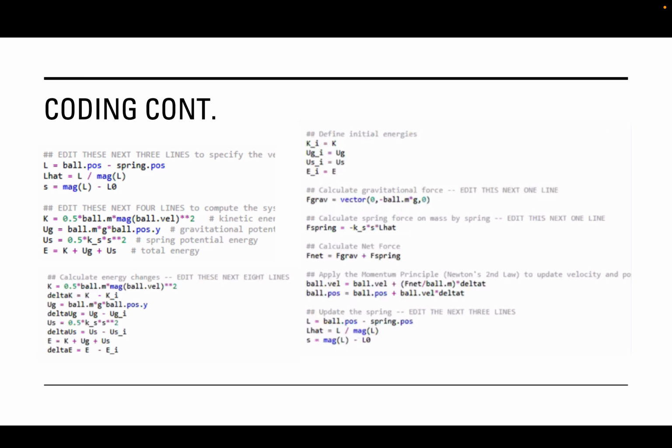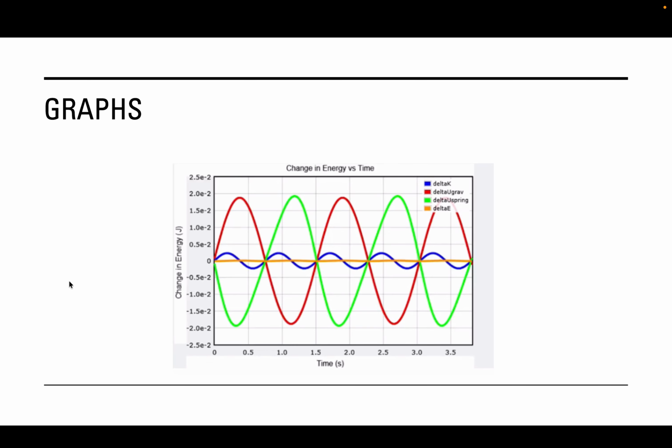And so what does this look like after it's played out? Here are our graphs. This is our graph of our change in energy versus time. And as we can see, this is consistent with what we would expect, as delta E here in orange stays at 0 the whole time. Like I mentioned earlier, because energy cannot be created nor destroyed, the total change in energy should just be 0 because there are no external forces adding energy into our system. So we can see that all these energies balance themselves out to 0 at any given time.